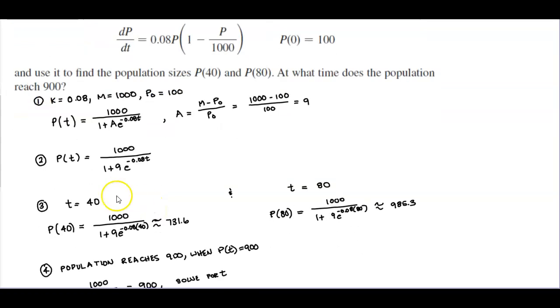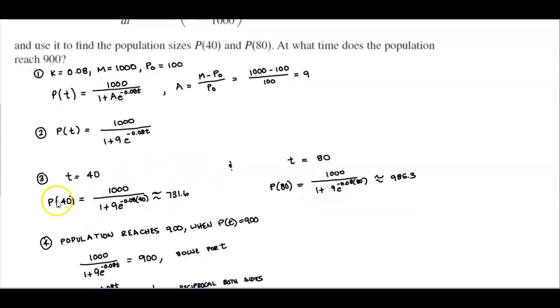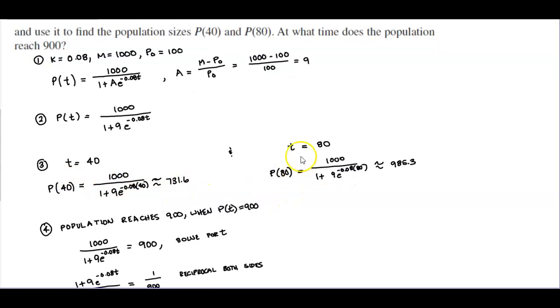And now we can find in step 3 what the population sizes are when t is equal to 40 and when t is equal to 80. So plugging in t to be 40 into our function, we get approximately 731.6. For when t is equal to 80, plug in 80 into our function for t, and we get approximately 985.3.